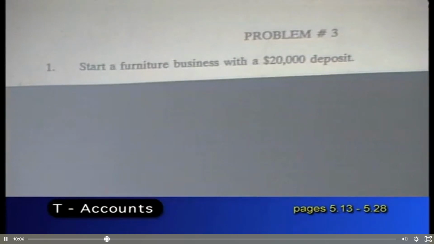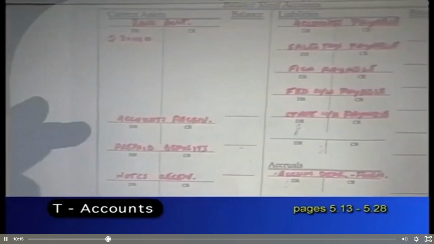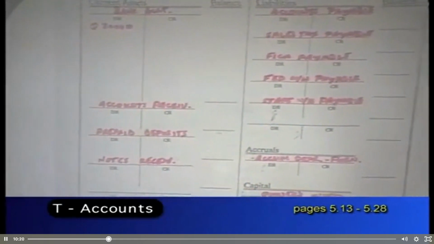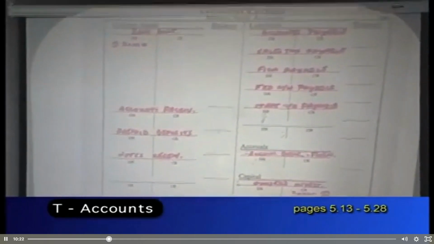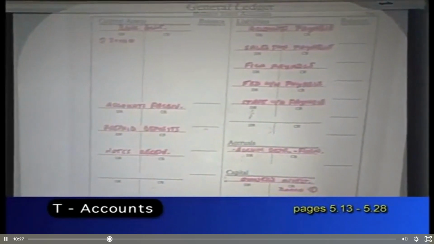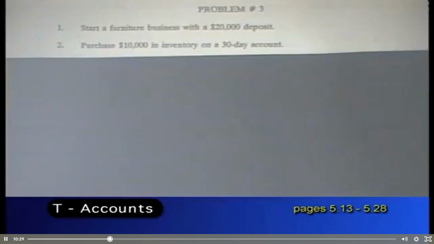Okay, Joanna, what'd you do? Very good. Debit the bank $20,000. Credit owner's investment $20,000. And it will really be helpful if you'll make sure you put those cross-referencing numbers in there, because at the end of this, you might not be in balance. This one will get a little bit more complicated, and it's easier to find you're out of balance if you've got the cross-reference numbers. Number 2, we need to get some inventory in our business, so we're going to purchase $10,000 in inventory on a 30-day account.